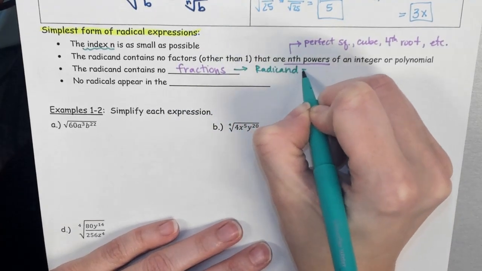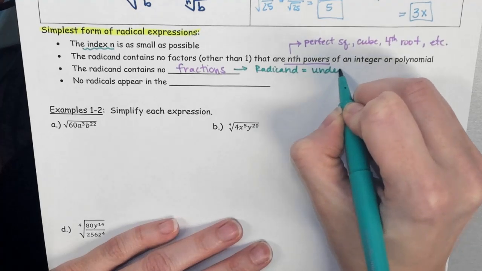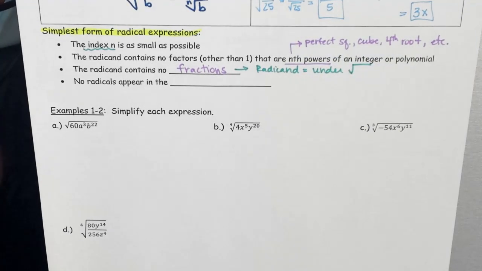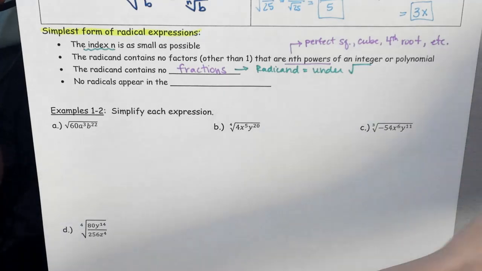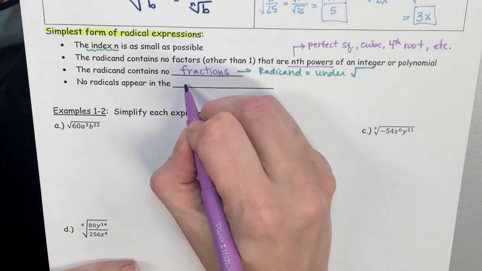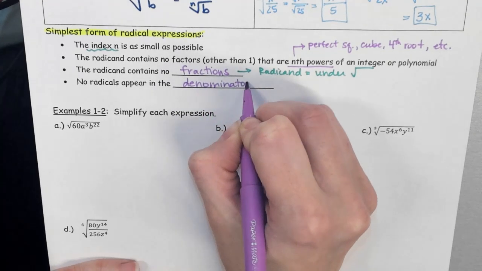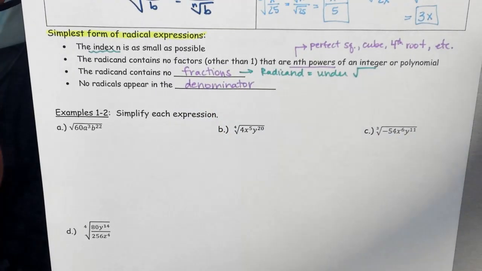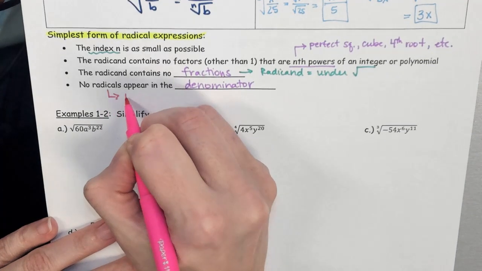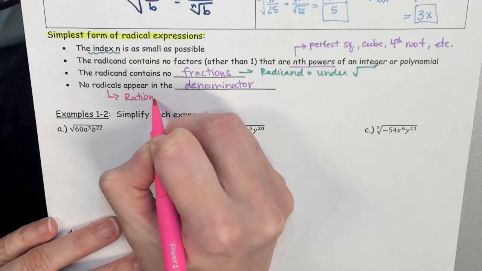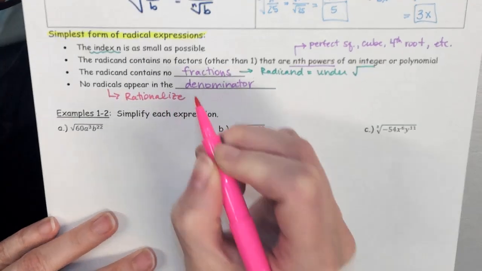Yes. It's under the radical. Yep. So whatever value is underneath the radical. Okay, and then no radicals are going to appear in the denominator. If they do, that's when we are going to rationalize the denominator. Okay.